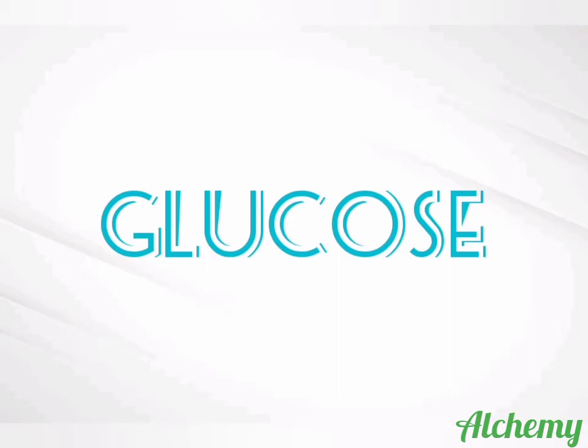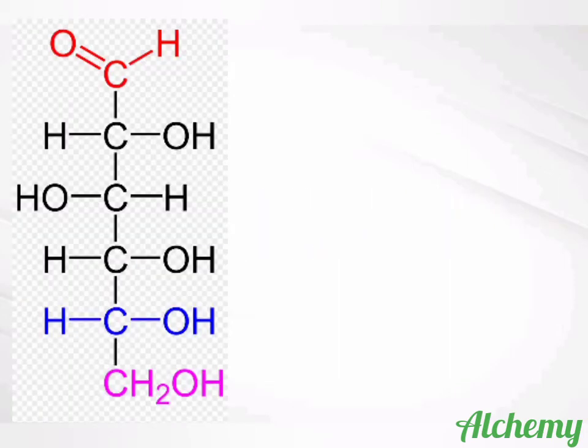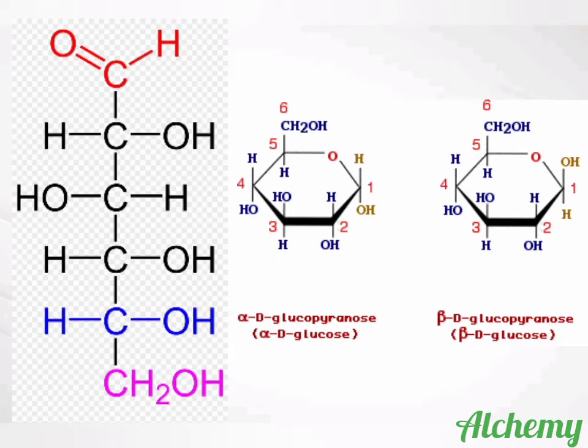Now we will study glucose in detail. This is the open type structure of glucose. This structure was not able to explain many of the properties of glucose. So, a cyclic, closed, 6-membered structure was proposed, which are called pyranose structures.